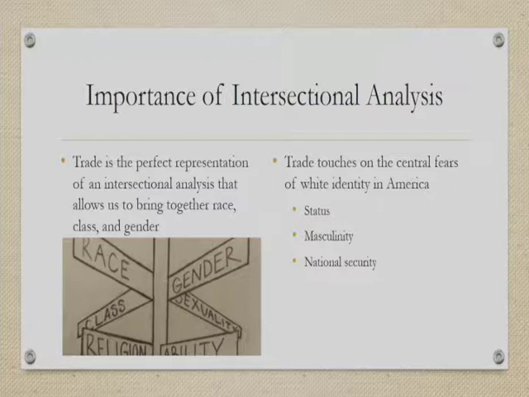If you read my teaser for this event, I laid out a number of different single issue causal analyses that kind of explain the whole election. And I made the argument that no one single causal reason is sufficient. And I'm going to use trade just to try to elaborate on that point that I'm trying to make. What we need is an intersectional analysis that brings together race, class, and gender, which I've been trying to do through the course of this talk.